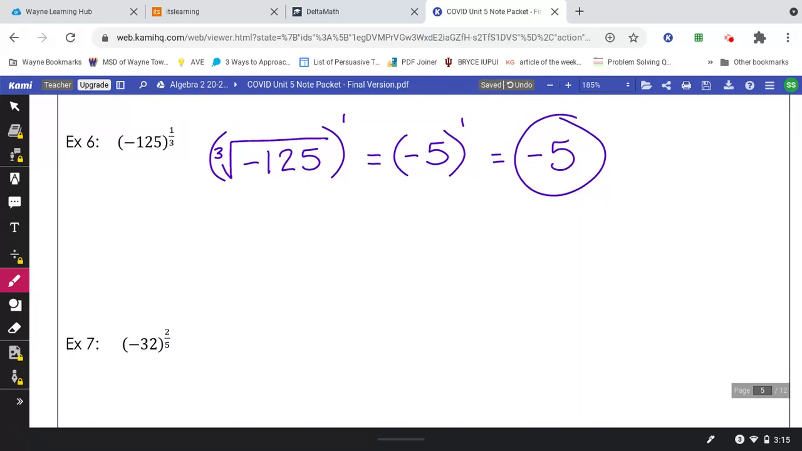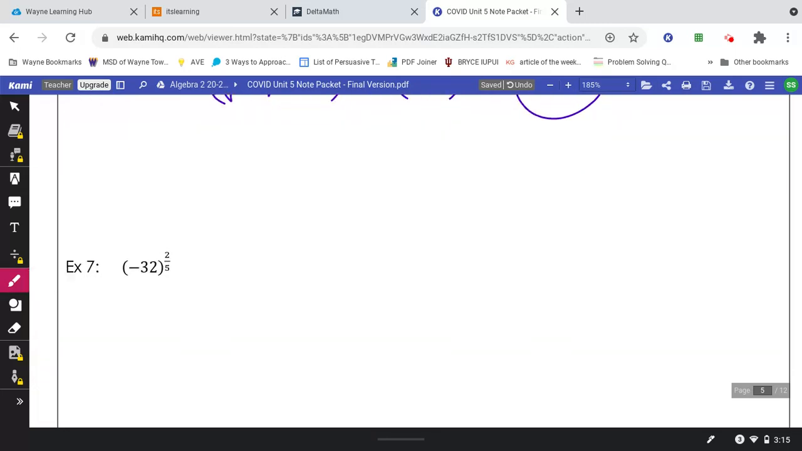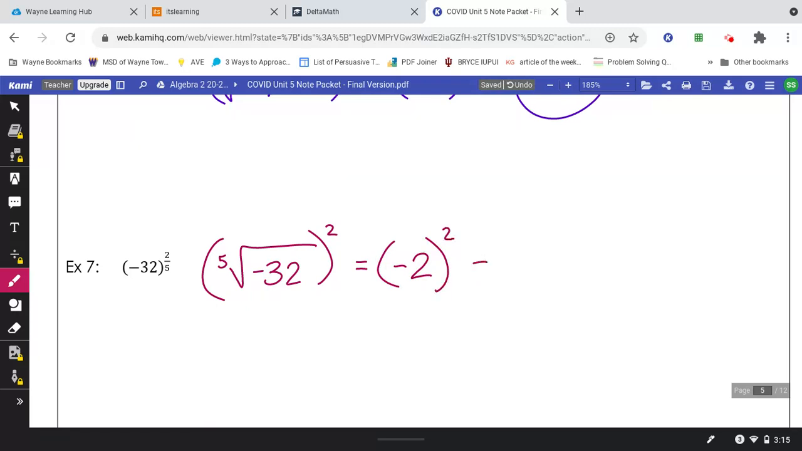Example 7 would be a good one for you to pause the video and try. Make sure you got it correct. So for example 7, you should have done negative 32. Root on the bottom, exponent up at the top. Fifth root of negative 32 should be negative 2. And we will square that to get a positive 4. Hopefully you did well on that one when you tried it on your own.